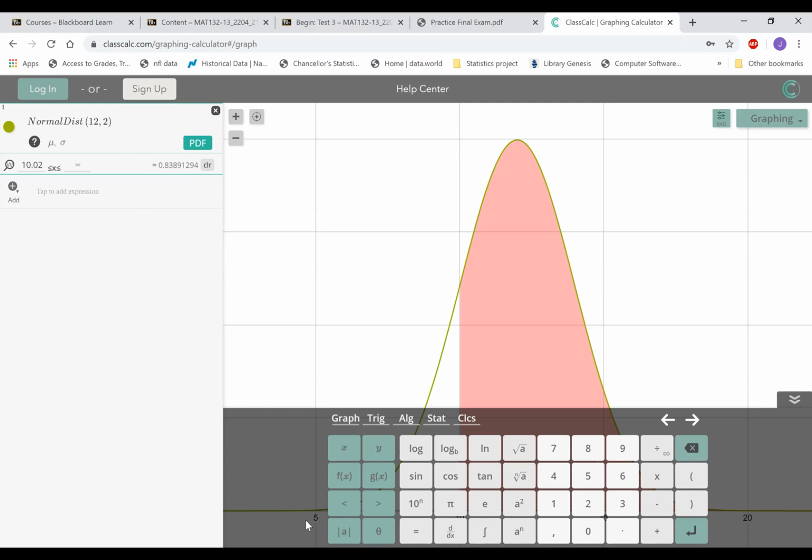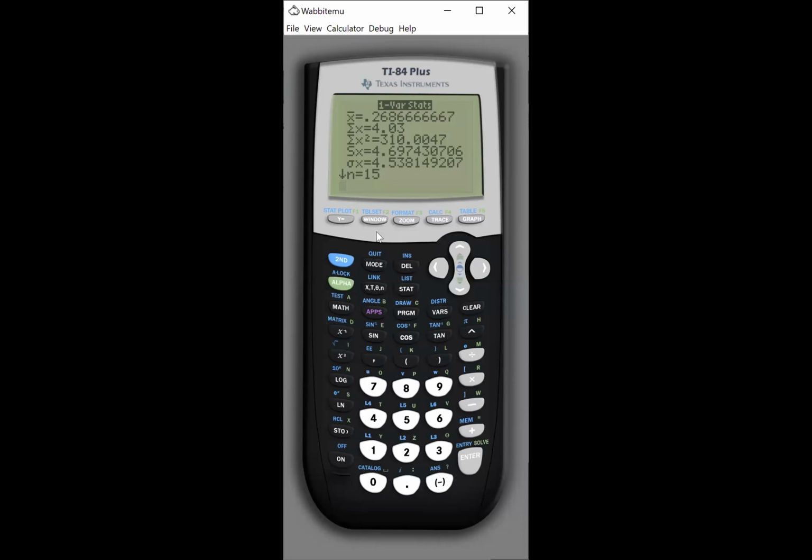All right, so up next I'm going to show you how to deal with the TI-84. On a TI-84, you hit second, then VARS, and the second option says normalcdf, so you select that one. For the lower bound, we said it was 10.02. For the upper bound, we said 10 to the 10th power. For mu, we say 12. Sigma is 2. You go to Paste, then Enter, and you get exactly the same answer that you get for Class Calc. And that's how you do it for the TI-84.